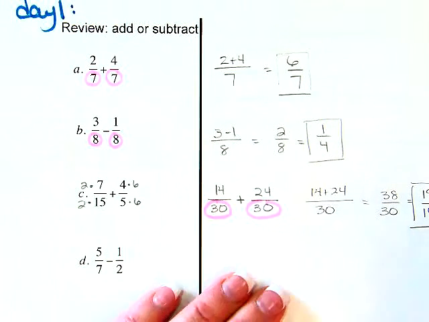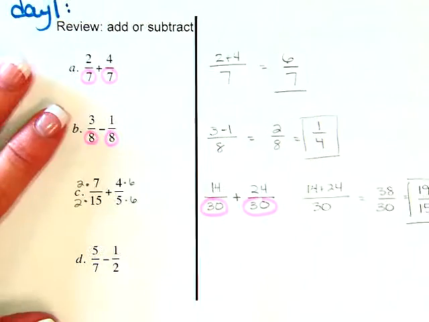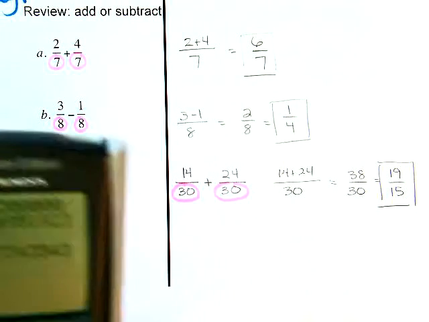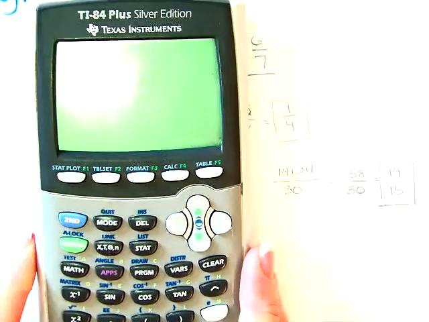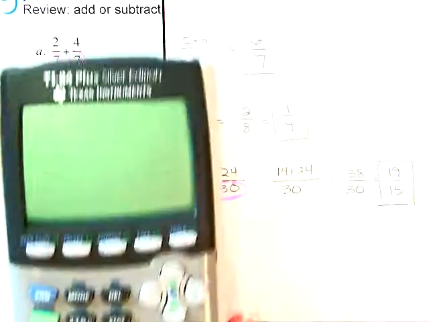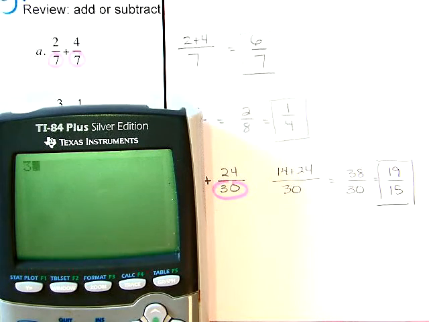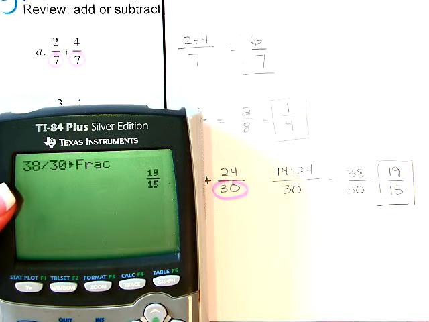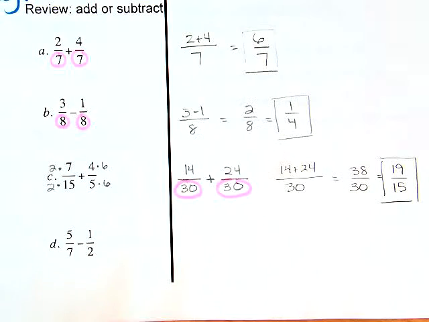Now, if you're not a good reducer, oops, sorry, you can't see that. Your ABC key works. You just put 38 over 30 in there. Or if you have a graphing calculator, you would put 38 divided by 30, math, fraction is that first thing. Hit enter, and you get 19/15. So no excuses about reducing.